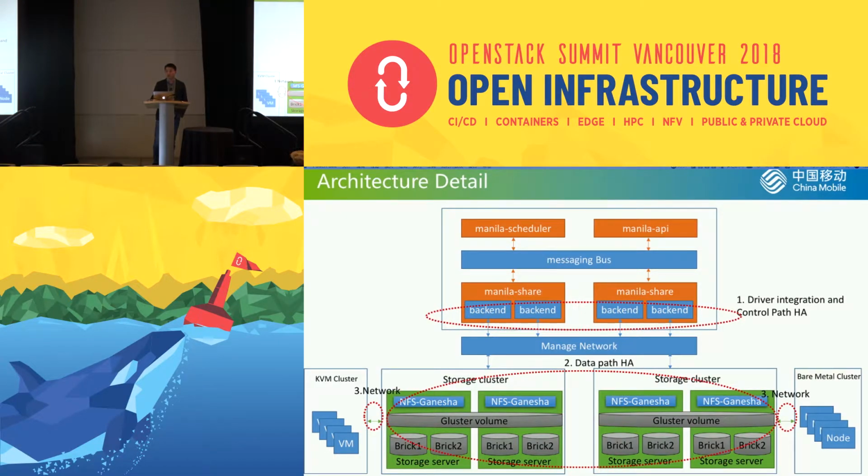The detailed technical framework is shown in this picture. We use the GlusterFS and NFS-Ganesha integration solution. We mainly optimize the solution for providing NFS service based on Manila in three aspects. They are all in the two paths that I mentioned last. Firstly, driver integration and control path HA solution. Secondly, data path high availability. Thirdly, network solutions for both KVM cluster and bare metal cluster.